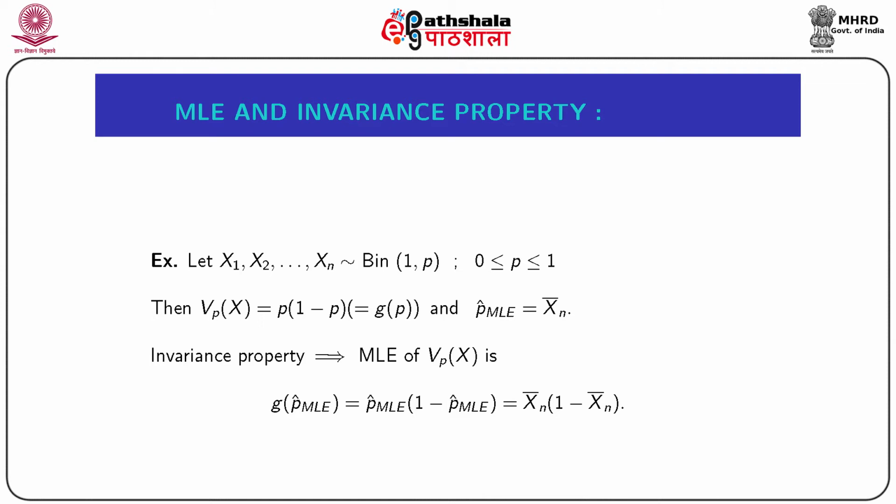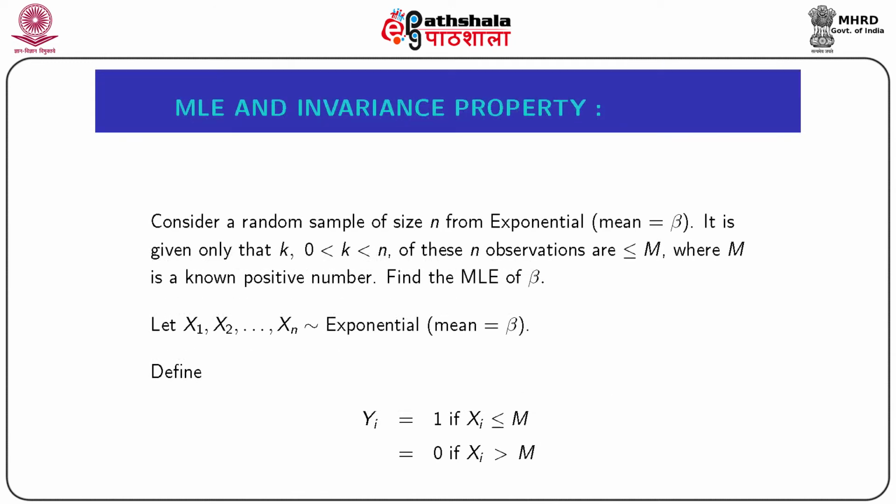Also, we have studied that under Bernoulli sample observations, the maximum likelihood estimator of p is nothing but the sample mean X bar. Now, using the invariance property, we can say that the maximum likelihood estimator of variance of X is equal to the maximum likelihood estimator of p times (1 minus the maximum likelihood estimator of p), that is equal to X bar times (1 minus X bar). Next, consider a random sample of size n from an exponential distribution whose mean is beta.